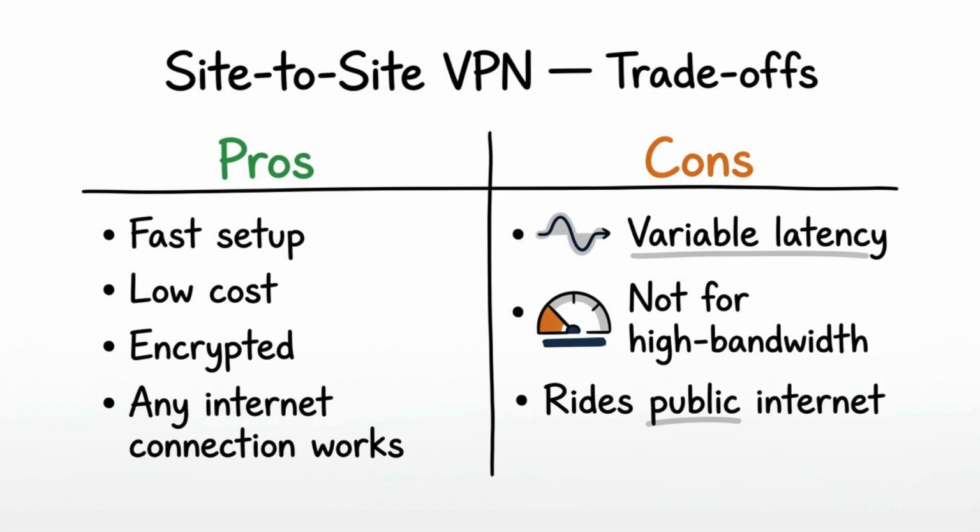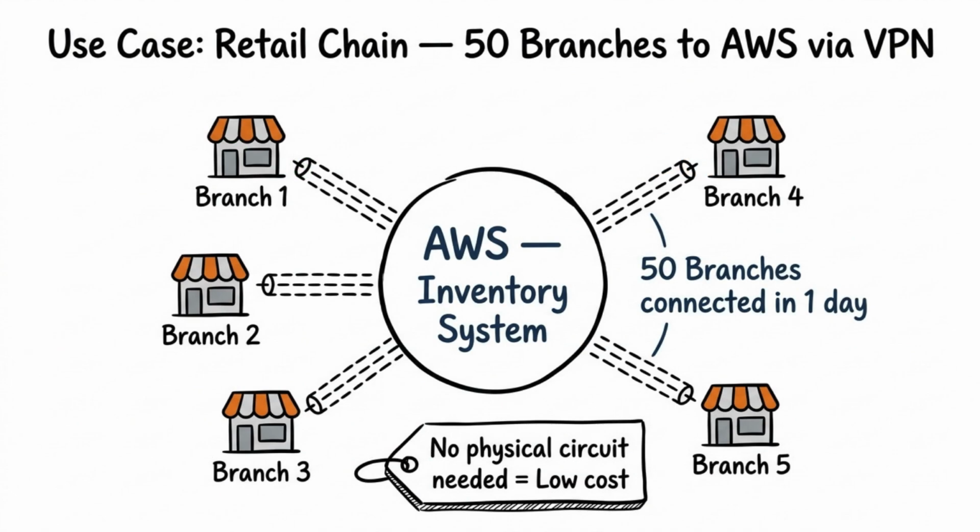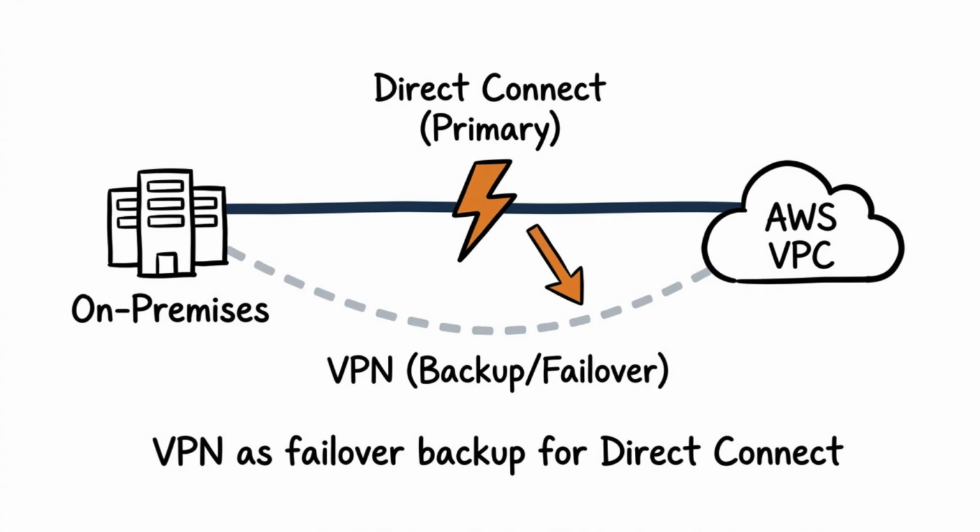The trade-off? Since the traffic runs over the public internet, performance can be inconsistent, and it's not ideal for latency-sensitive or high-bandwidth workloads. A real-world use case would be a retail chain that needs to rapidly connect 50 branch offices to AWS to access a centralized inventory system. Site-to-Site VPN gets them connected within a day, with no need for physical circuit provisioning. It's also a common backup option for more dedicated connections.